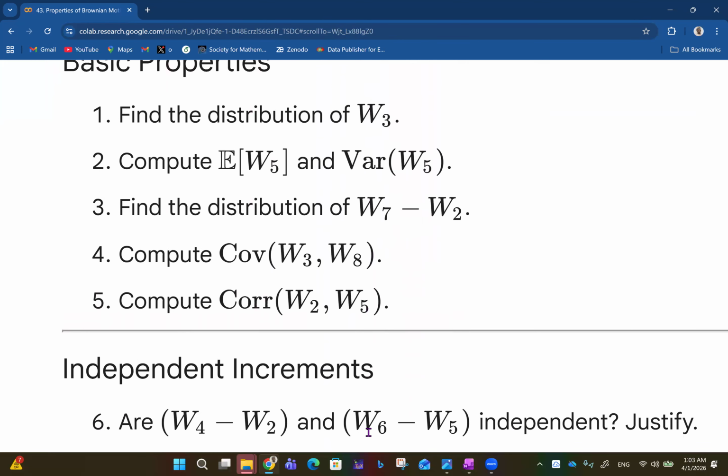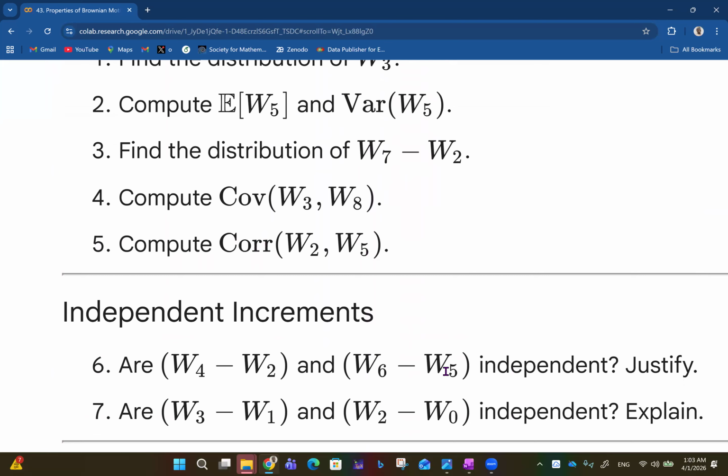So then we have independent increments. Are W4 minus W2 and W6 minus W5 independent? Justify. Yes, I think they are independent because they do not overlap. Then these other ones overlap because you have W3, W1, W2, W0. These are not independent, as you can see. Because this one is from 2 to 4, and 5 to 6, no overlap. Then 1 to 3, 0 to 2, there's overlap like that.